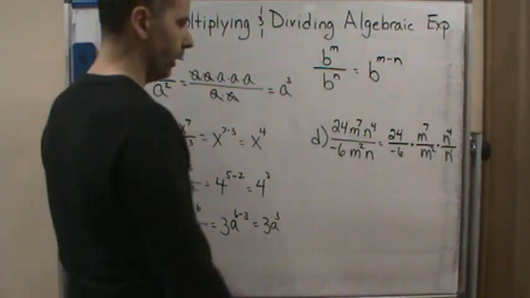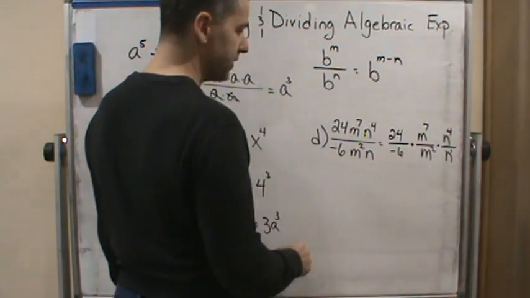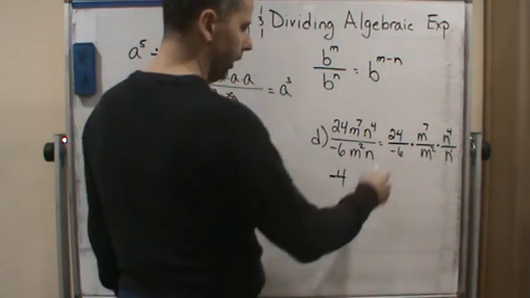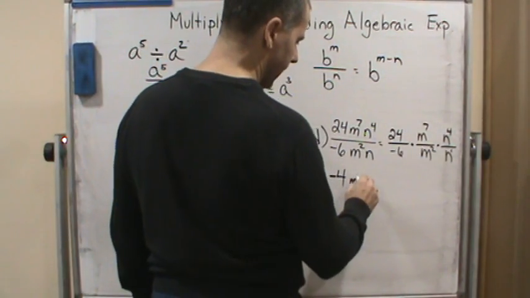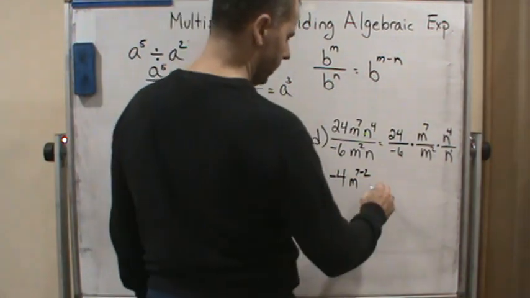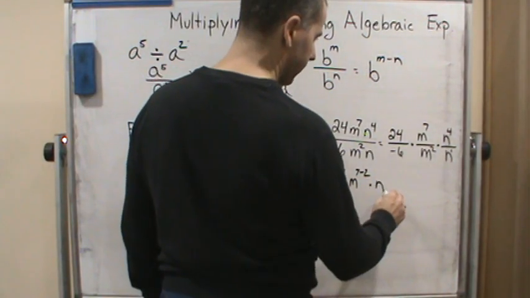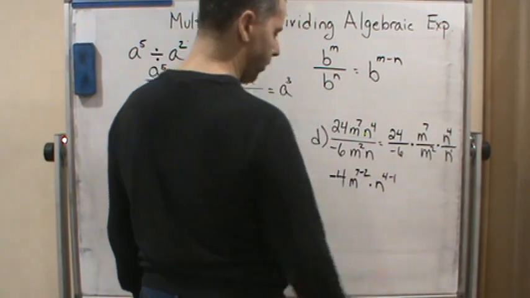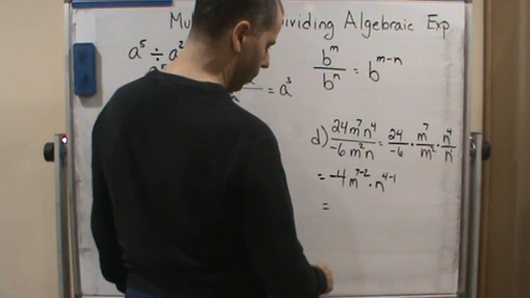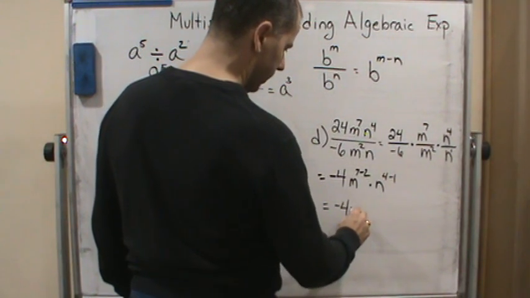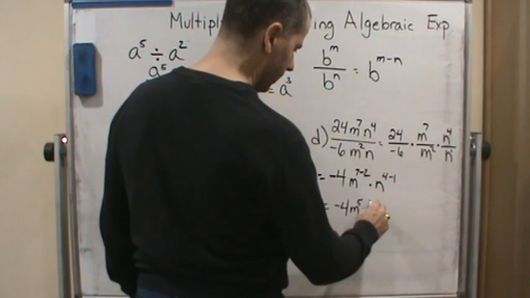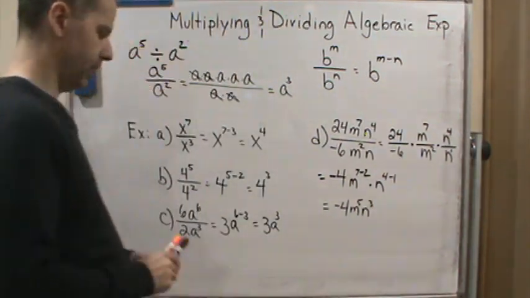Now, 24 divided by negative 6 is negative 4. This becomes m to the 7 minus 2, times n to the 4 minus 1 power. And so this gives us what? Negative 4 m to the 5th n to the 3rd. And that's our final answer.